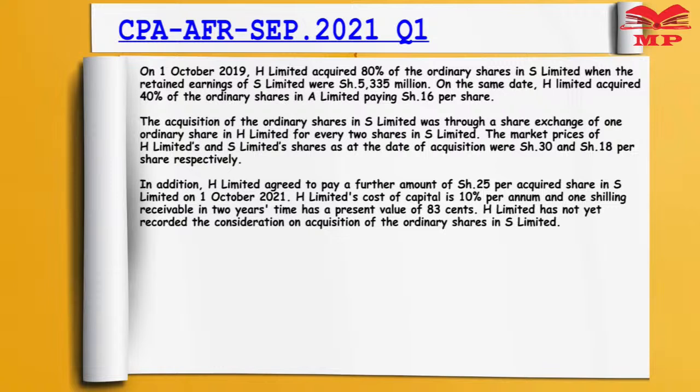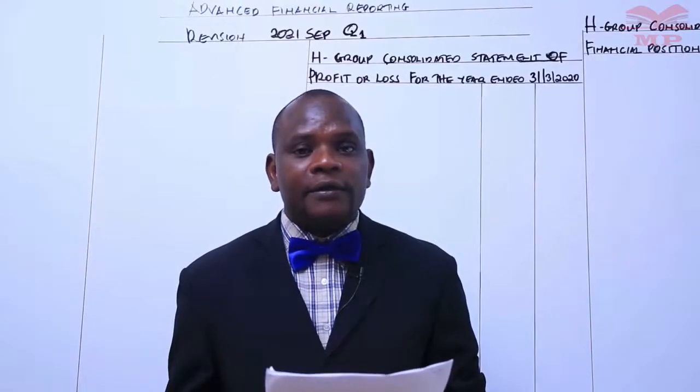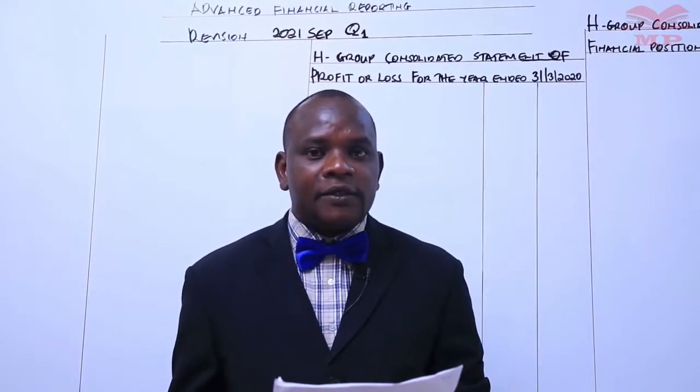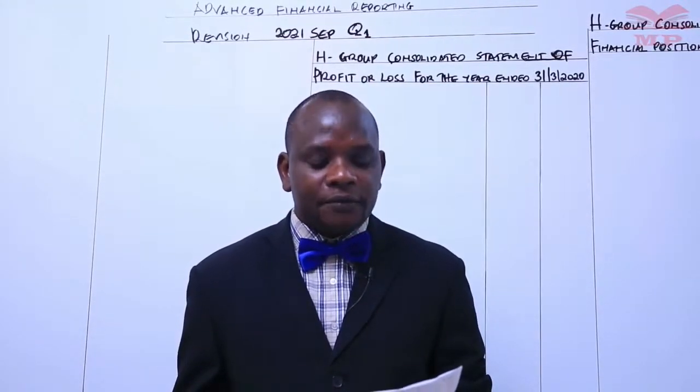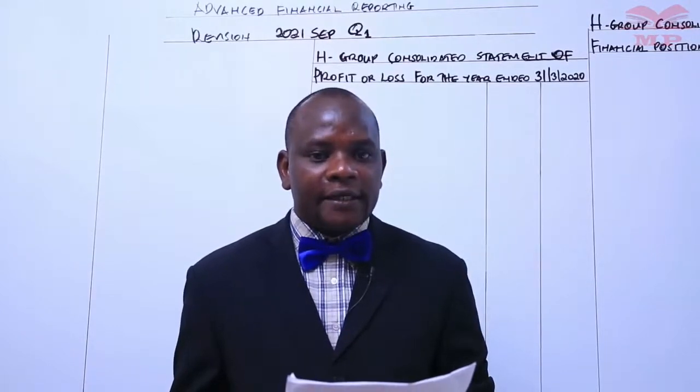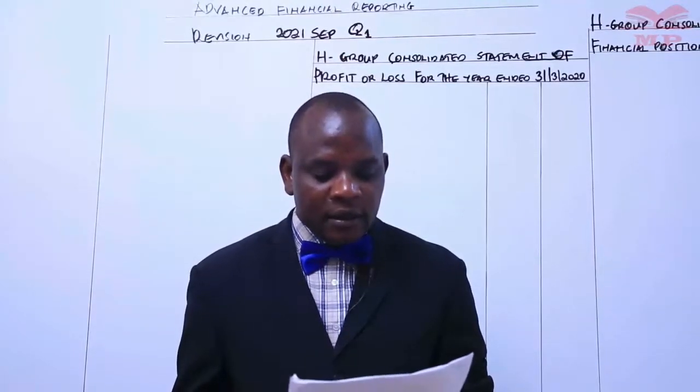H Limited's cost of capital is 10% per annum, and 1 shilling receivable in 2 years' time has a present value of 83 cents, or simply 0.83. H Limited has not yet recorded the consideration on acquisition of the ordinary shares in S. So, if not yet recorded, it is your role to record once you determine the consideration paid. And the consideration paid is by means of share exchange, not cash.